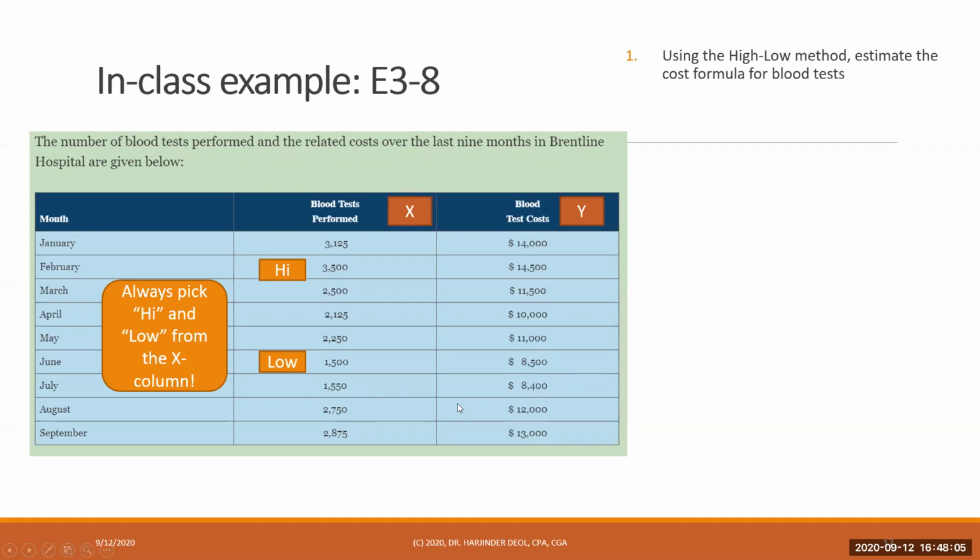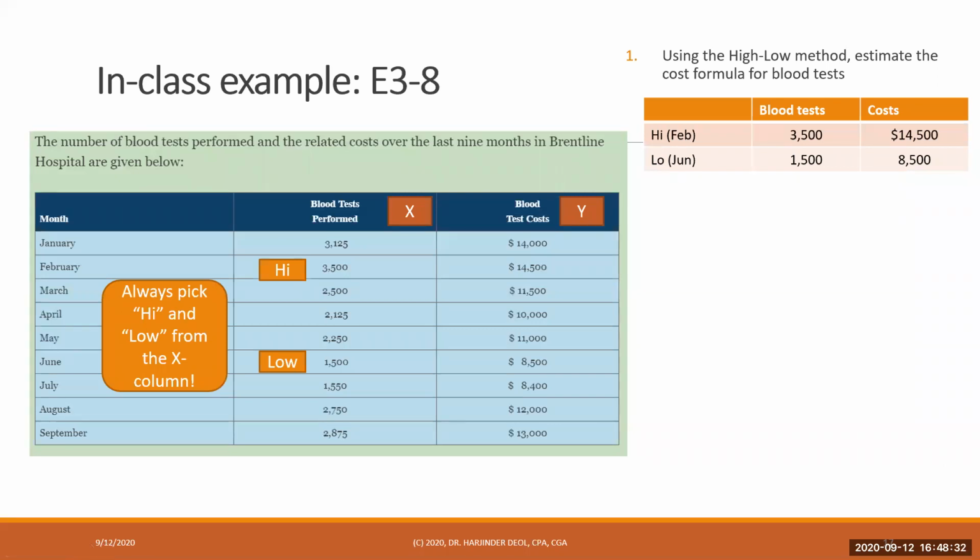Okay, so this is the caution that I must remind you of. We don't want to be picking the high and the low points from both columns. We just want to pick up the high row and the low row from the X column, the independent variable column, and then simply pick up the related dollar amounts. Okay, so we're able to construct a table like this. The high month was February, in which 3,500 blood tests were performed at a total cost of $14,500.